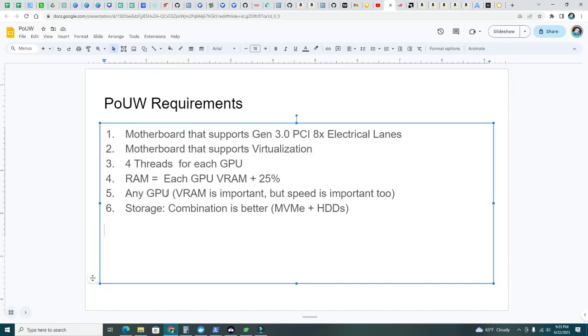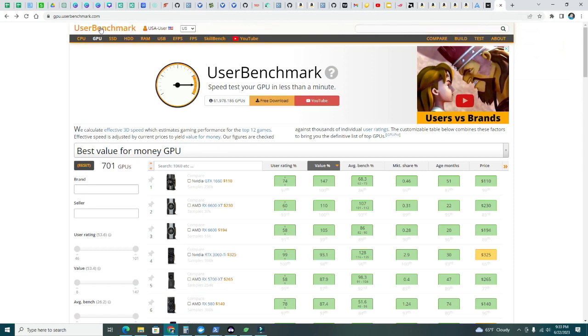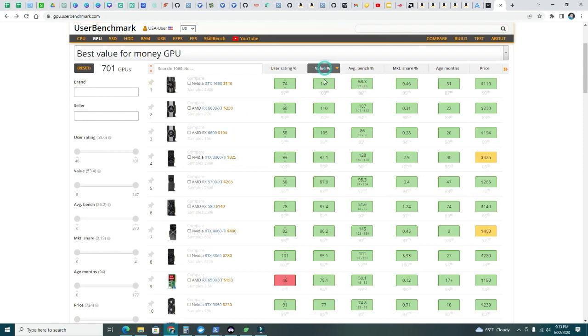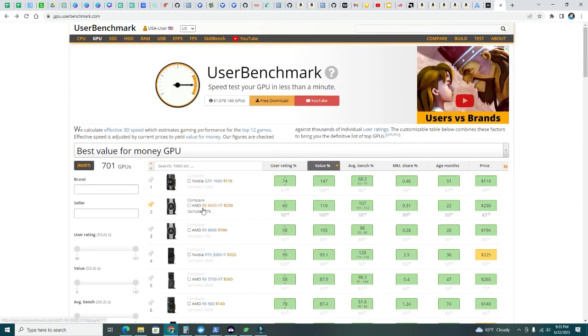Number 5, any GPU will do. VRAM is important, but speed is important too. So it's not only how much VRAM you have, but also how fast that GPU is. What I did, I went to gpu.userbenchmark.com. Surprisingly, when you sort by value, see here, there it is. The AMD 6600 XT came in second place.